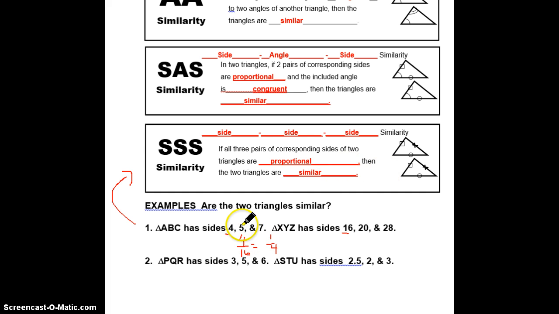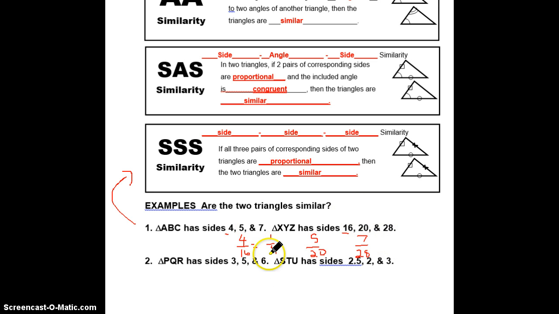Okay, so the middle sized side is 5 in ABC, and the side in the middle here is 20, and that reduces again to 1/4. And then the final, our largest side is 7. Largest side in XYZ is 28, and that would again reduce to 1/4.